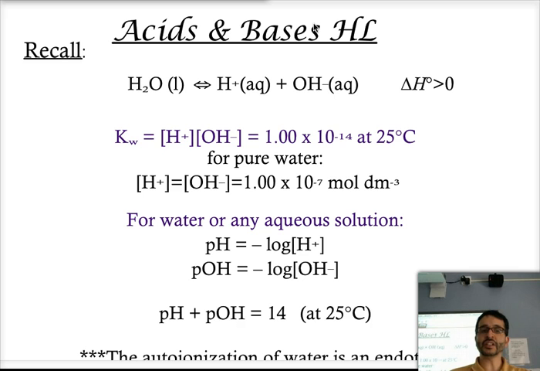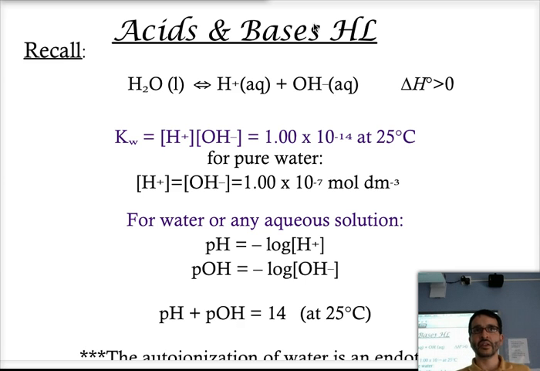Now, because it's pure water, the concentration of the H plus equals the concentration of the OH minus, because for every water that you break up, you make one H plus and one OH minus. And therefore, the concentration of H plus or OH minus, or hydroxide ion, will be the square root of Kw, in this case 1 times 10 to the negative 14th. All right, and that is going to be true for any pure water.